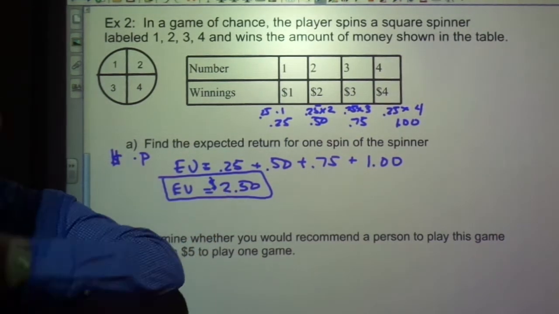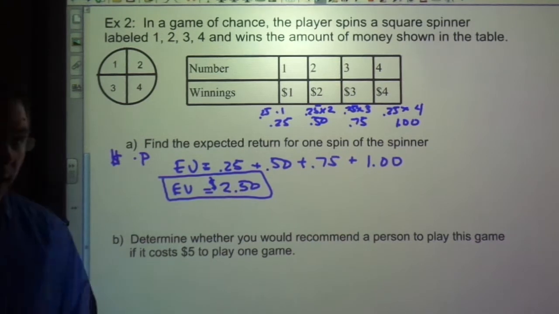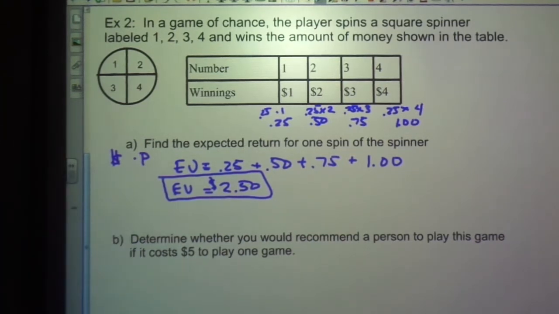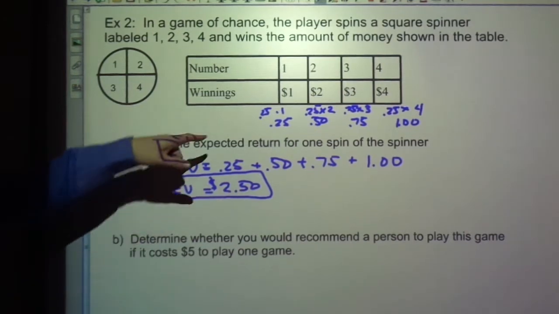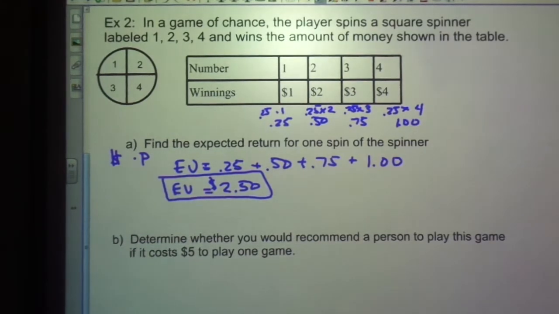So $2.50 is what I will expect to win, expected value, what I expect to win on average over the long term. If I play it 100 times, I should expect to win $2.50 every time. I'll probably win $250. Okay? That's my on average winnings from playing this game. The probability times the money for each possible outcome, all put together.